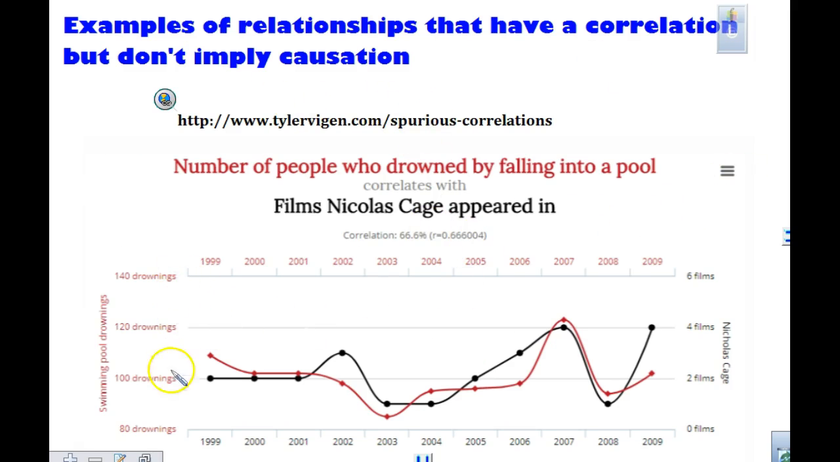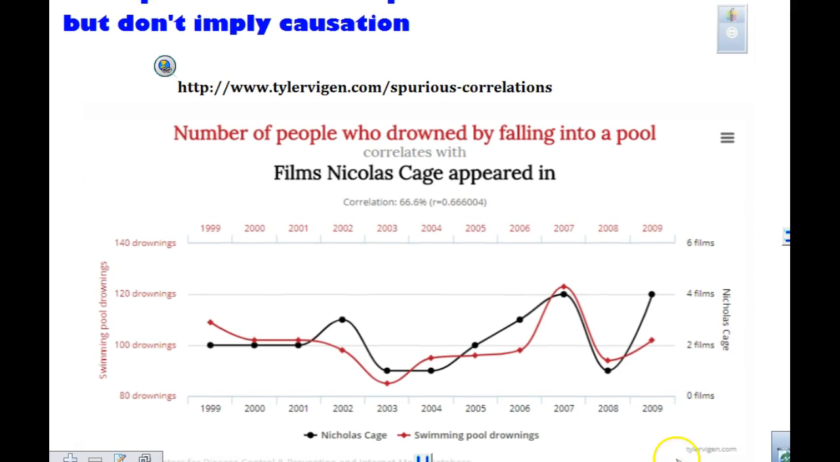So you can see that they have the drownings, so going over their time period, the number of drownings, how that went, and how it correlates. Does one cause the other one? Yes. I think the people are intentionally drowning.